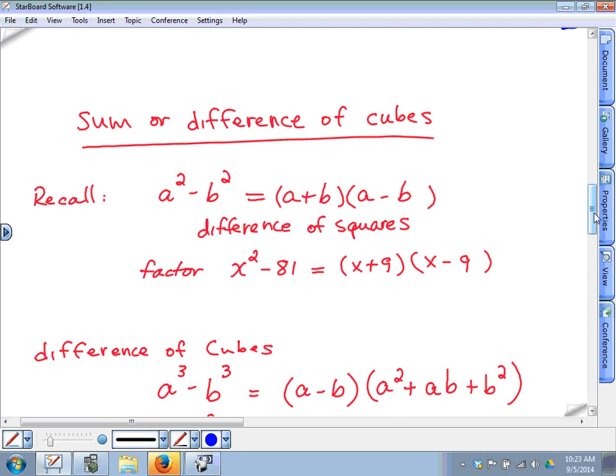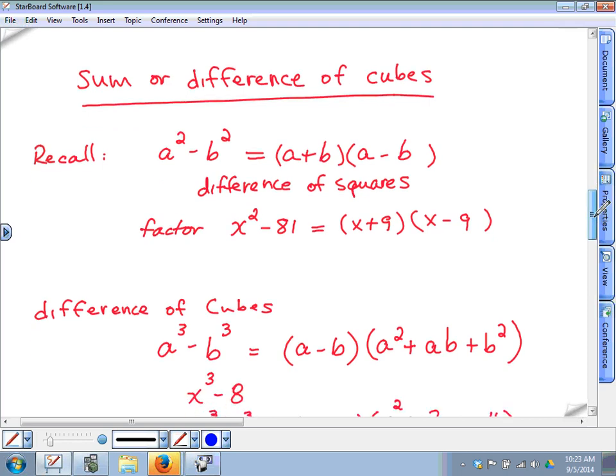So here's how it would look with an actual expression. Let's do x to the third minus 8. Why does this fit the difference of cubes pattern? Well, first of all, it's a difference. It's minus, right? Why is it difference of cubes? 8's a perfect cube. X to the third is a perfect cube. So it's this difference of two terms that are being cubed.